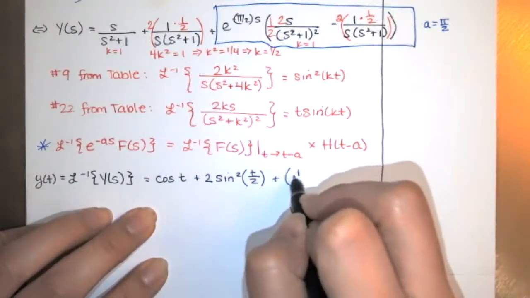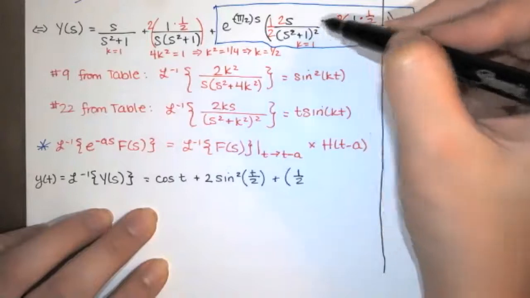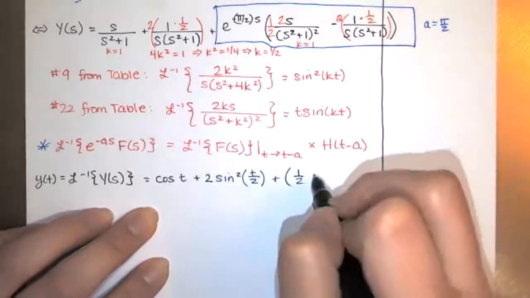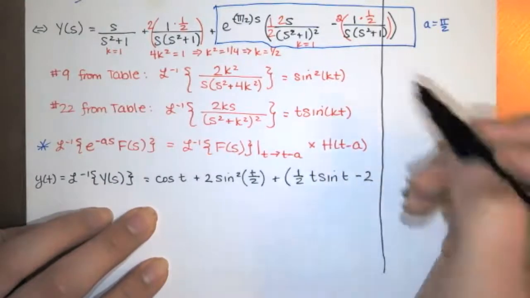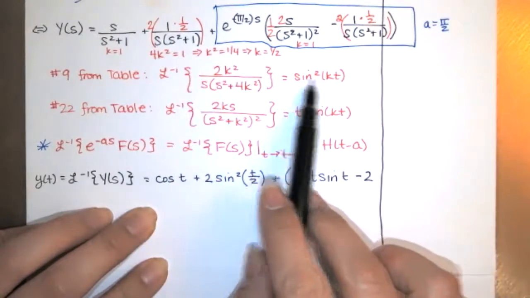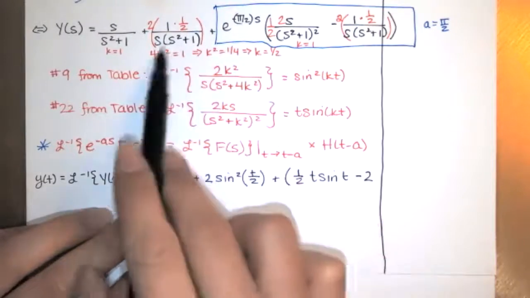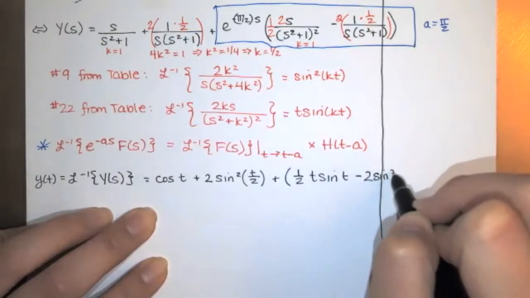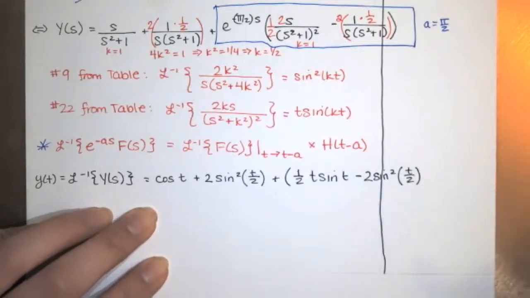So that's going to be 1/2 times the inverse transform of 2s over (s squared plus 1) quantity squared, which, according to this, is t times sine of kt. Since k equals 1, that's t times sine of t. And then we're subtracting 2 times the inverse transform of this piece, which we know from this is equal to this, where k is equal to 1/2 again. It's the same exact one that we used over here. So we have sine squared of 1/2 times t, which is the same as t over 2.